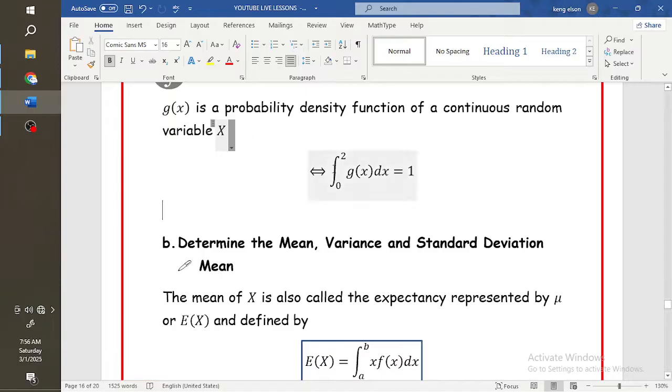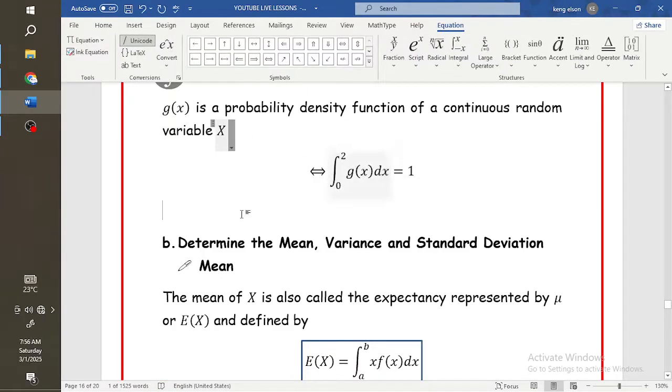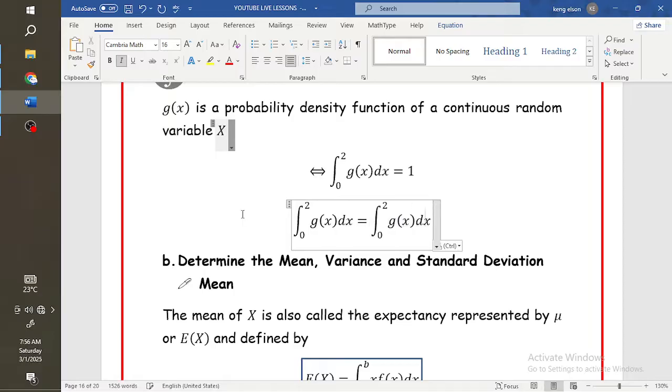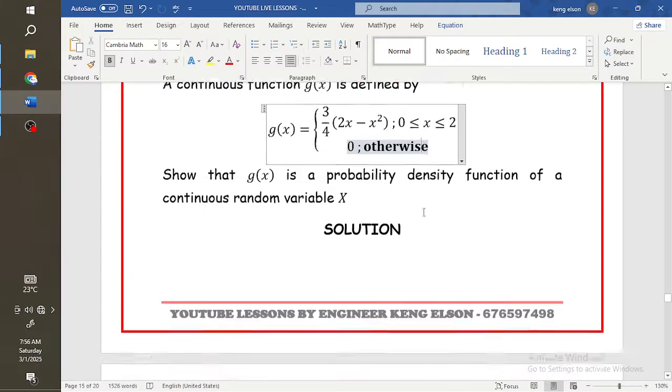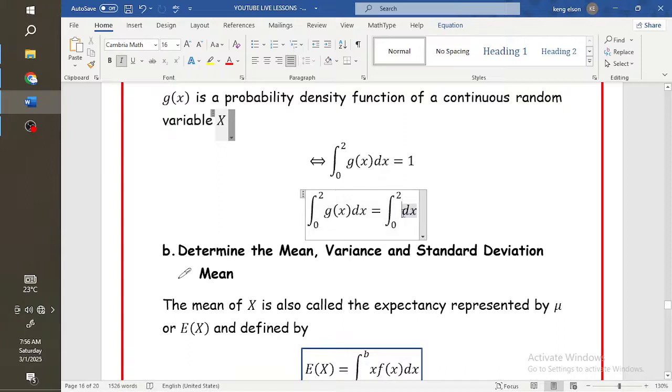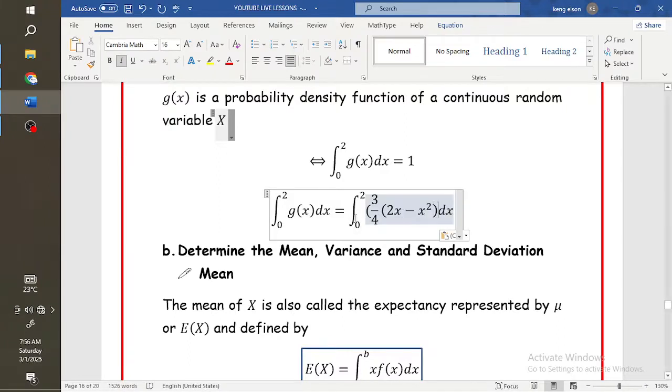Okay, so let us find the integral. So what is the integral from 0 to 2 of g of x? This is just equal to the integral from 0 to 2. Now we know that in the interval 0 to 2, our g of x is equal to everything here. Okay, so we are just going to integrate and fit the bounds. So this is g of x over that interval.